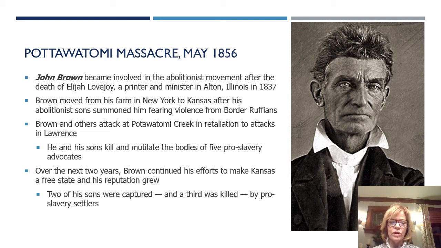He goes to New York, and he lives in a location where he helps farmers, where there's a free community of Black people there who he wanted to help. Then his sons, who had gone out to Kansas, say, hey, Dad, you need to come here because we feel like we're going to be attacked by these pro-slavery people. So he goes there, and in retaliation for the attacks on Lawrence, he and his sons go to Pottawatomie Creek, right? And then over the next 2 years, his reputation builds, right? 2 of his sons, though, were captured, and a third of them was killed by pro-slavery advocates in Kansas.